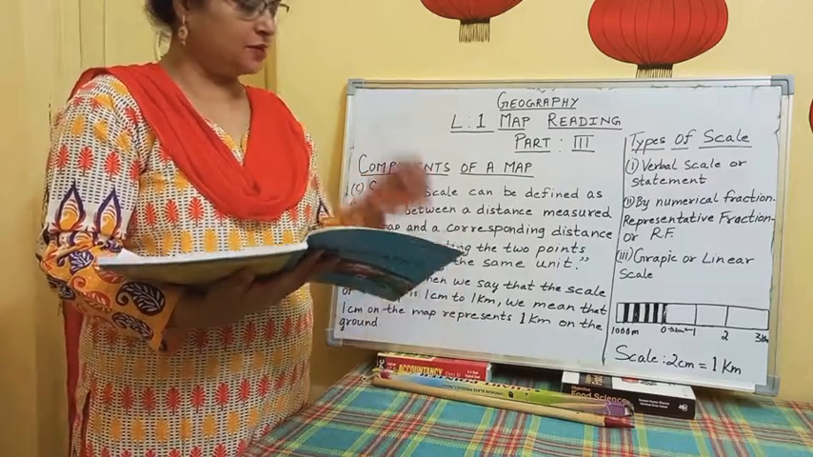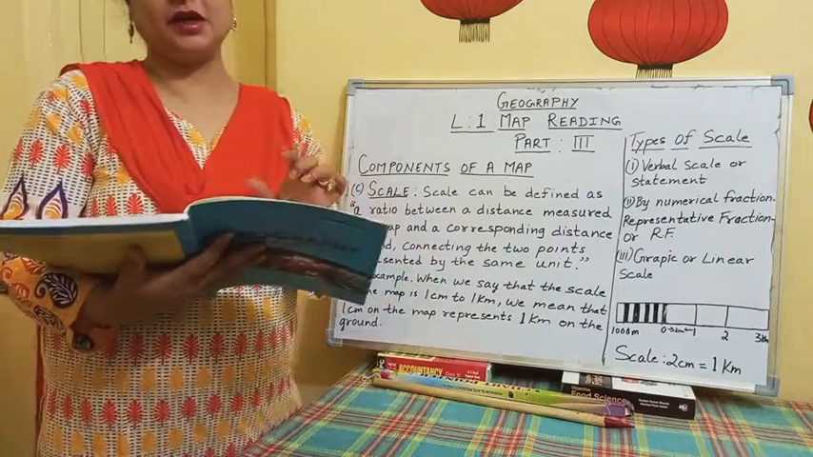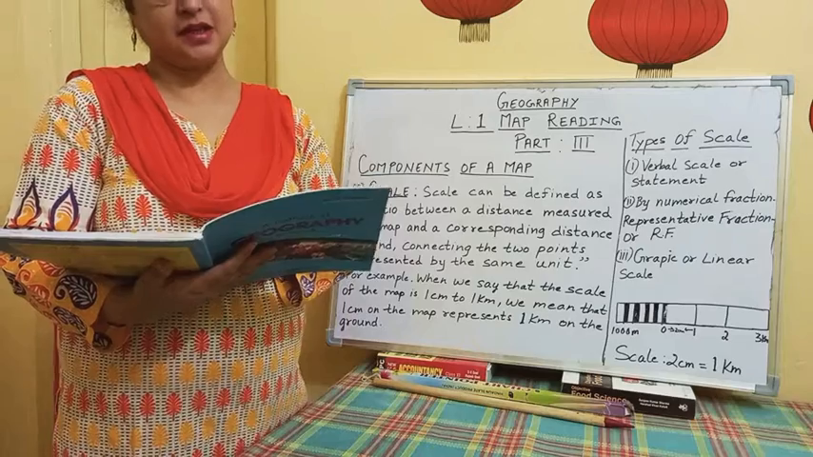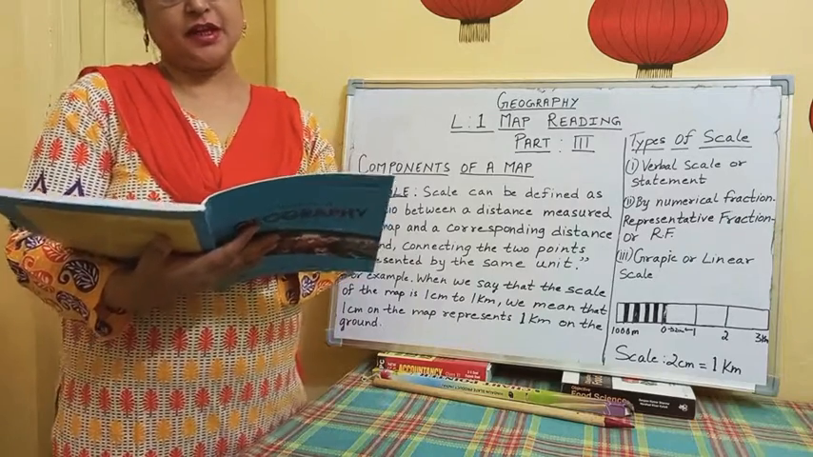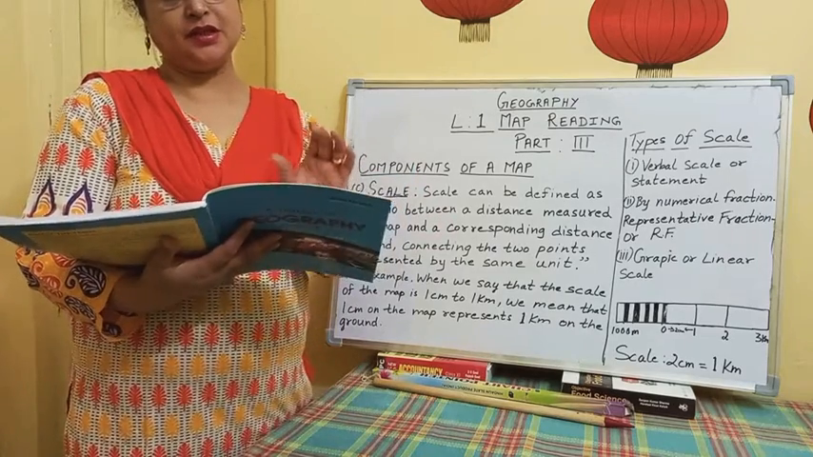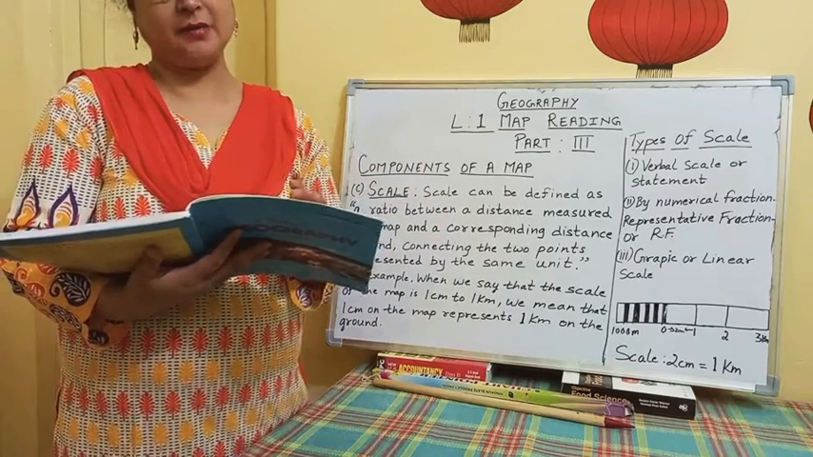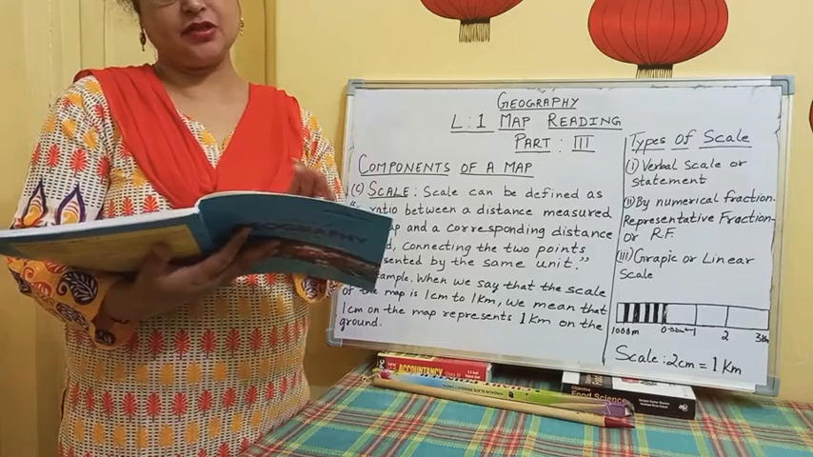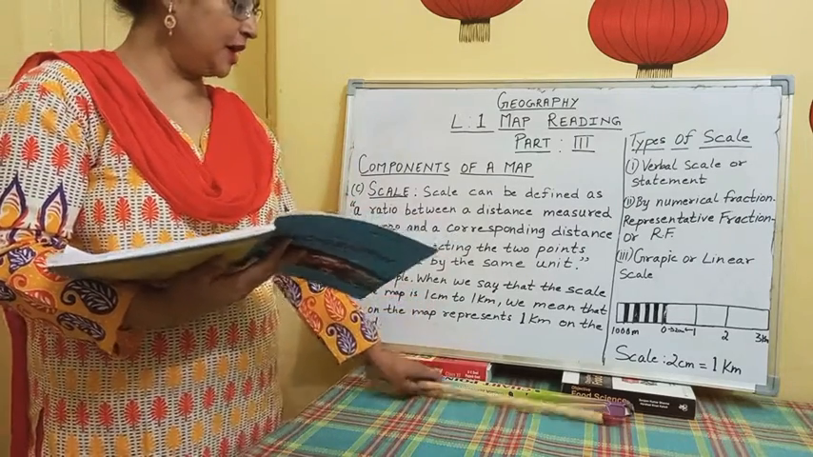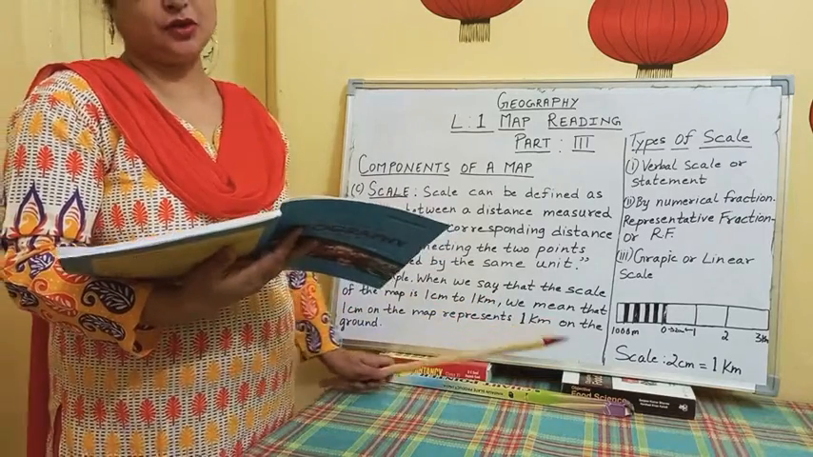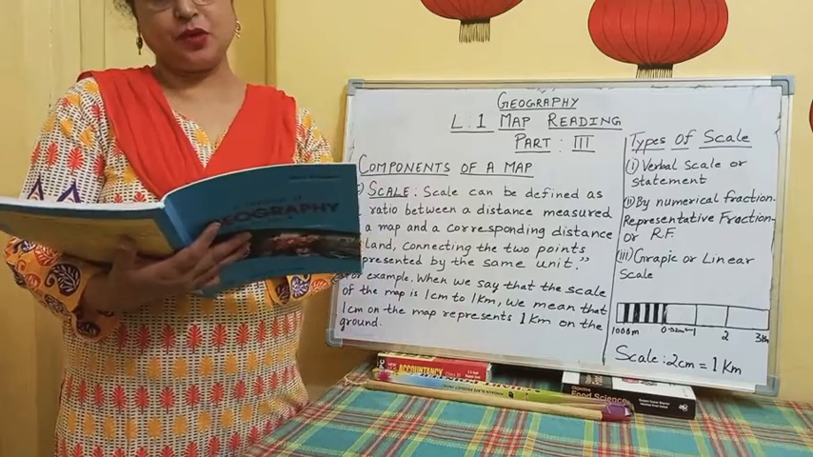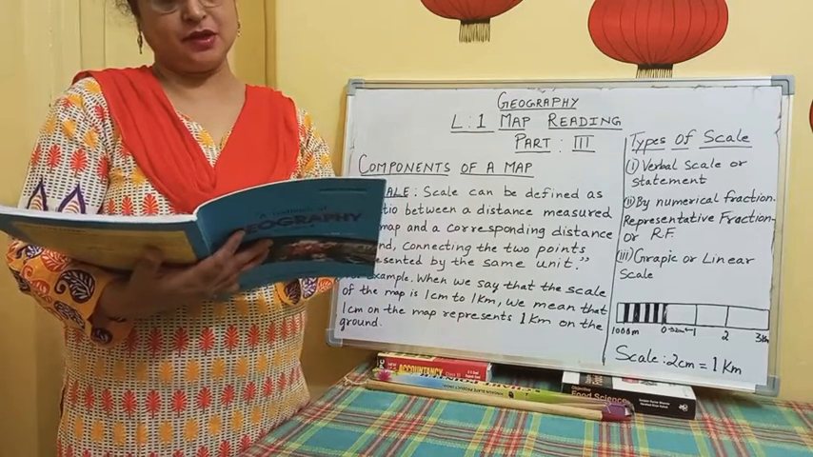So we make it a scale. We take 1 unit of measurement to show this, and that is the scale. Now scale can be defined as I have already read. It's a ratio between a distance measured on a map and a corresponding distance on the land. It means that 1 centimeter you are showing on the map is actually 1 kilometer on the ground. That is the ground distance, connecting the two points represented by the same unit.